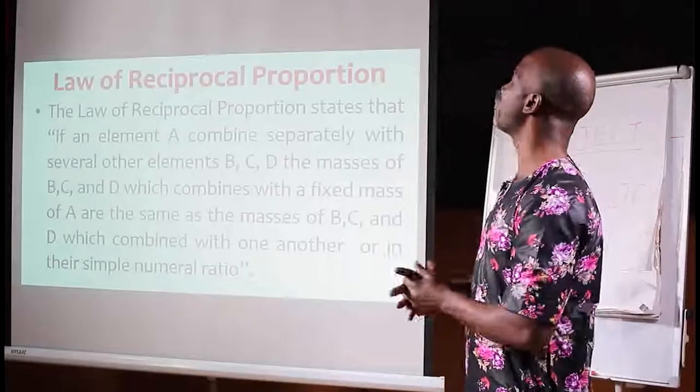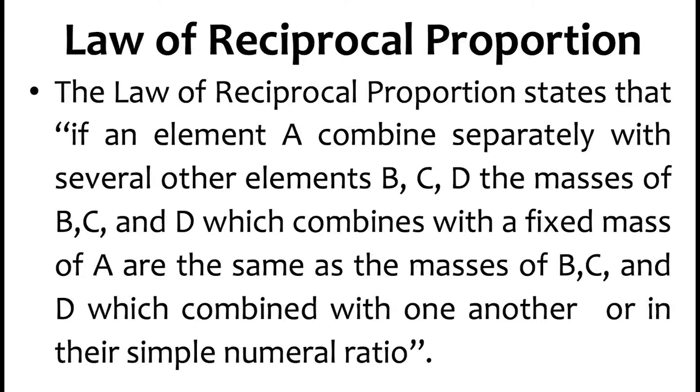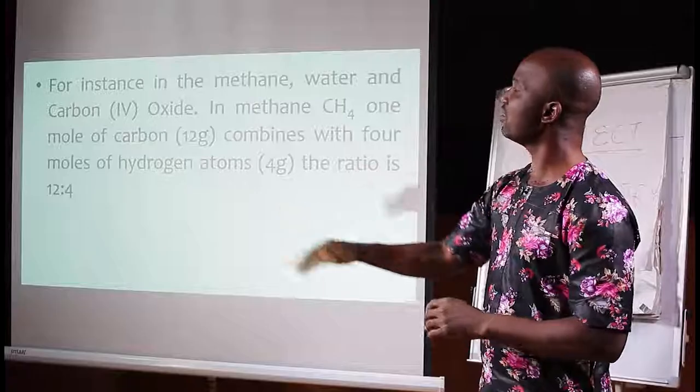Law of reciprocal proportion. The law of reciprocal proportion states that if an element A combines separately with several other elements B, C, D, the masses of B, C, and D, which combine with a fixed mass of A, are the same as the masses of B, C, and D when they combine with one another or in their simple numerical ratios. Now you will see this in a chart.